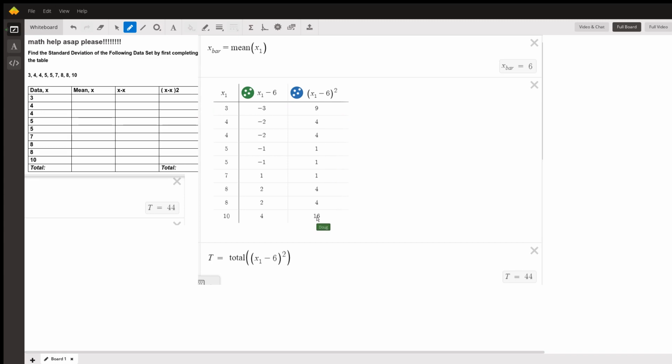To calculate the standard deviation, you need to add up this column, divide by the number of numbers, which is 9. And here, by the way, is the total right here, 44. I totaled up x of 1 minus 6, the quantity squared, and got 44. If you divide that by 9, you've got a number that looks like this, 44 divided by 9. And that's called the variance. If you then take the square root of that, you've got the standard deviation.